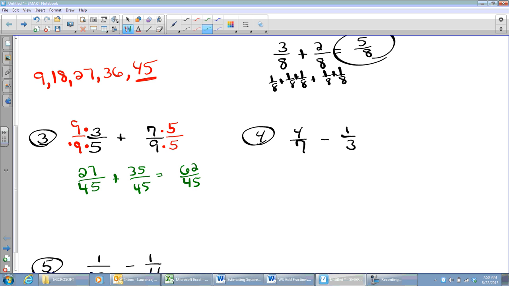Now I should look to see if this simplifies, but I don't believe it does. I'm just checking really quick. 3 doesn't go into 62. 15 won't go in. No, I think this is good.